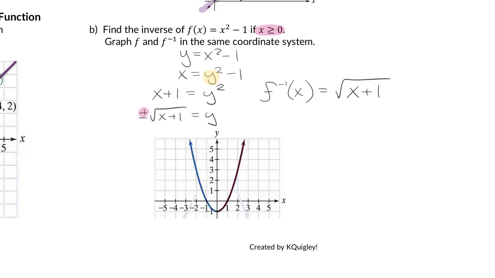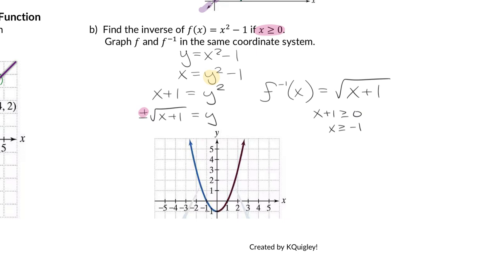which means the actual inverse function here, f inverse of x, is just the positive square root of x plus 1. Square roots. What kind of numbers can I not plug into square roots? Negative numbers. So what we'd have to do is say x plus 1 has to be greater than or equal to 0, which means x is greater than or equal to -1.